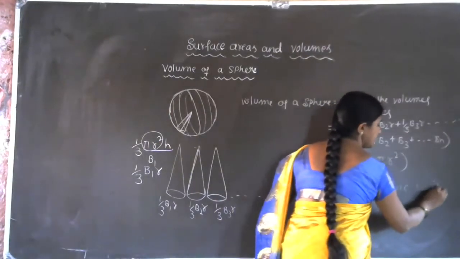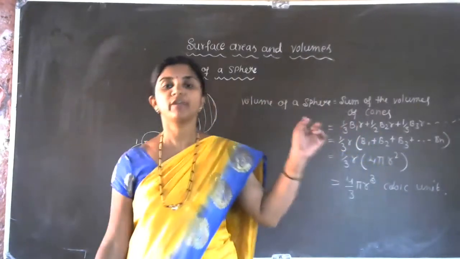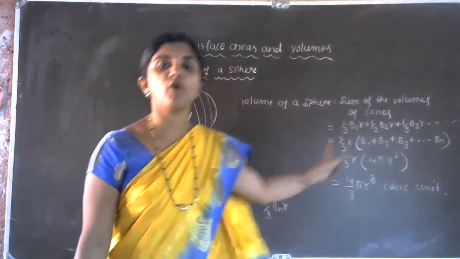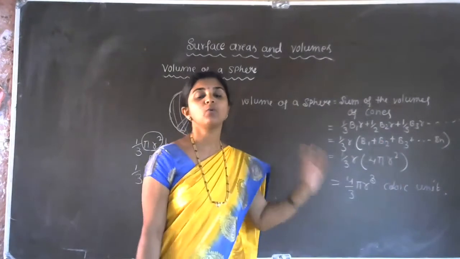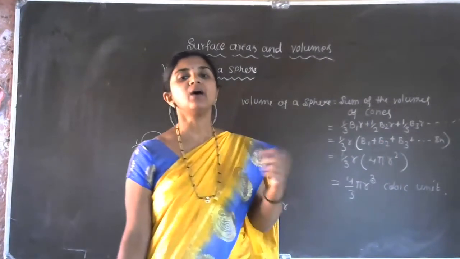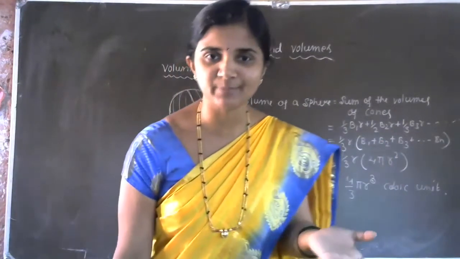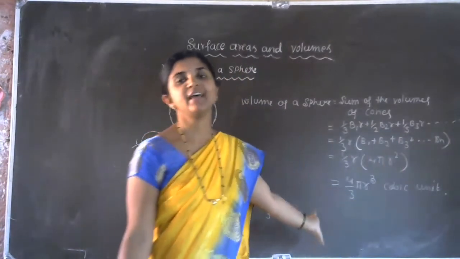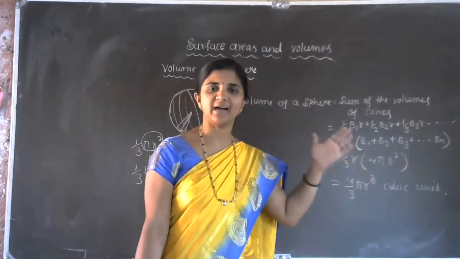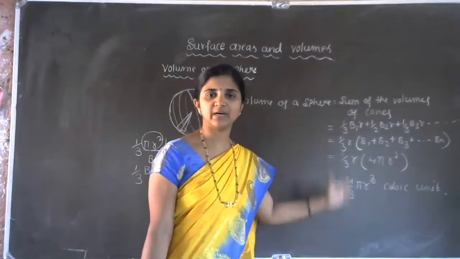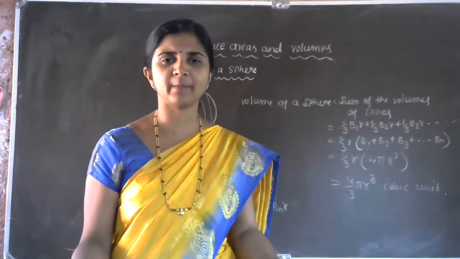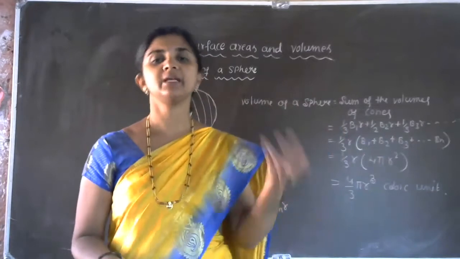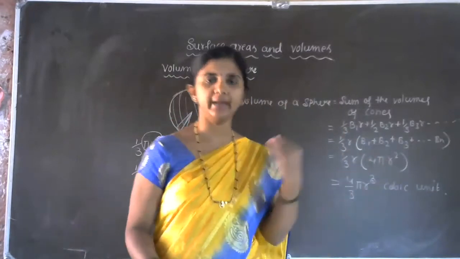What is the idea of this? How did we get the volume of a sphere? 4 by 3 pi r cube cubic unit. This is about the volume of a sphere. Half of this is 2 by 3 pi r cube, the volume of a hemisphere, half of the sphere. The sphere is 4 by 3 pi r cube, and the hemisphere is 2 by 3 pi r cube.